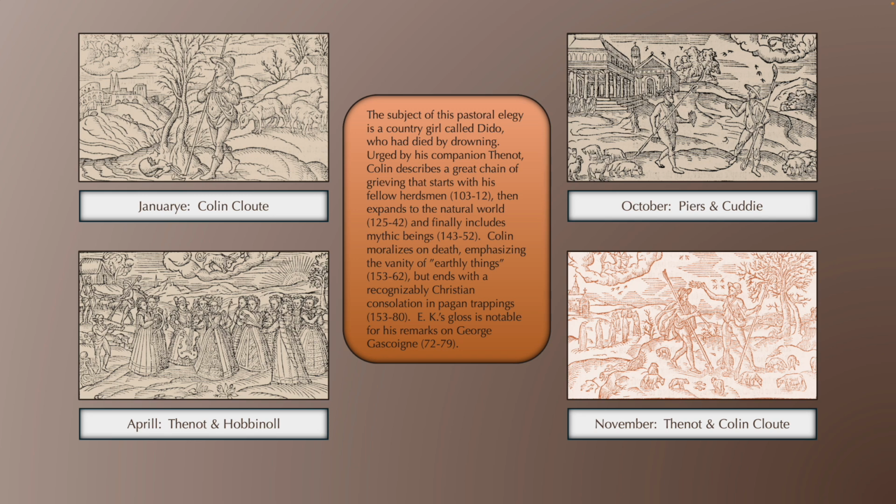E.K.'s gloss to this poem is notable, I think, for his remarks on George Gascoigne, starting at line 72, remembering that Gascoigne's book, A Hundred Sundry Flowers, this pseudo-anthology, had come out earlier in the 1570s, and that book and the Shepheardes Calendar really were the two major literary achievements of that decade.